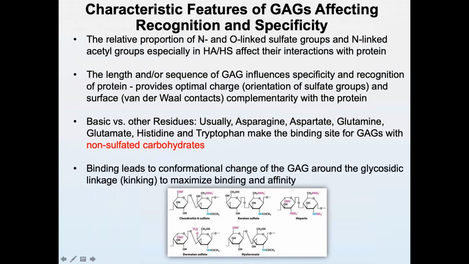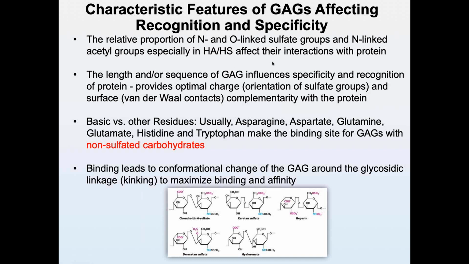Now, also, the type of the N- or O-linked sulfate groups and the N-linked acetyl groups are also very important for attracting these GAG binding proteins. If they are not located at the right position, if you don't have the right number of the N- or O-linked sulfate groups, the interactions are very weak and not stabilized. So you have to have the right proportion and the right sequence of these in order to be able to interact with the GAGs.